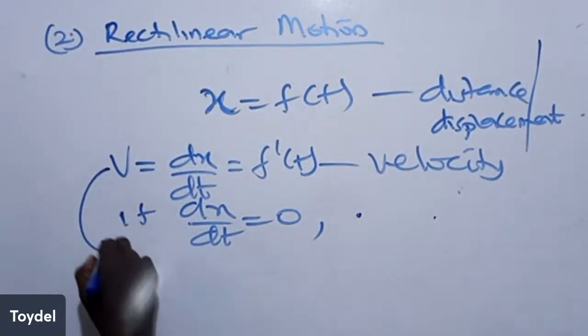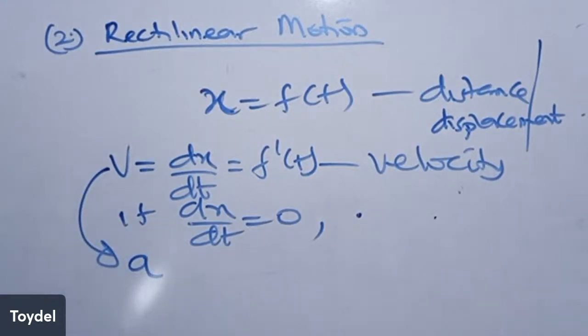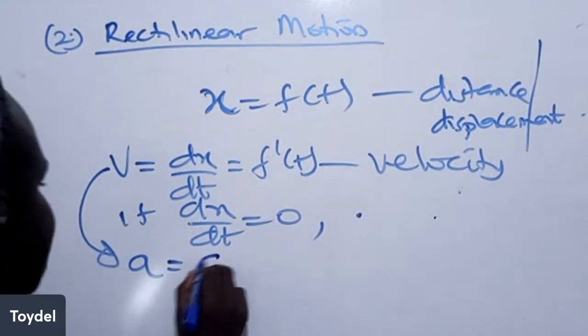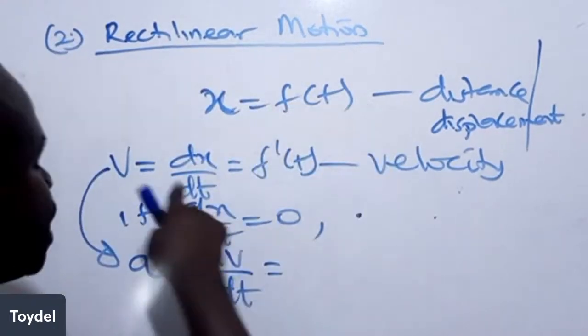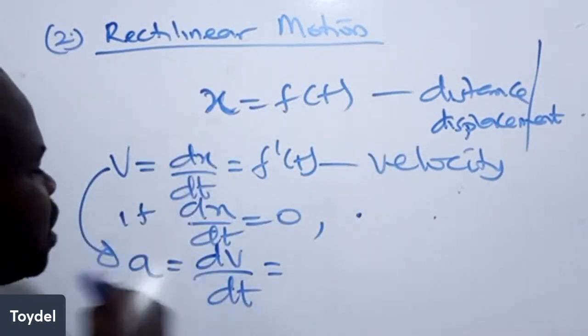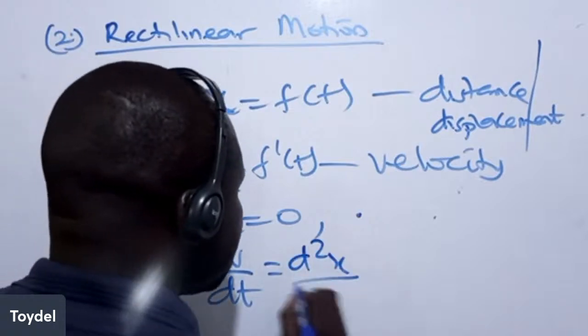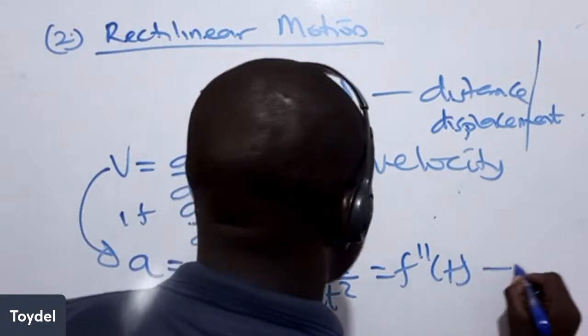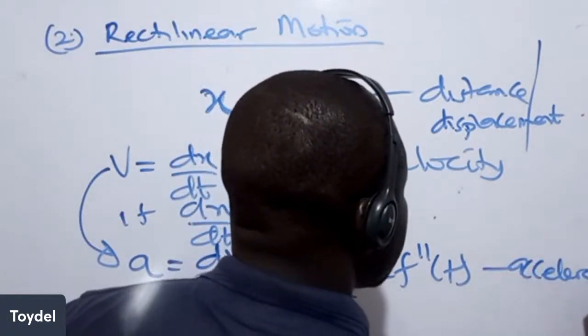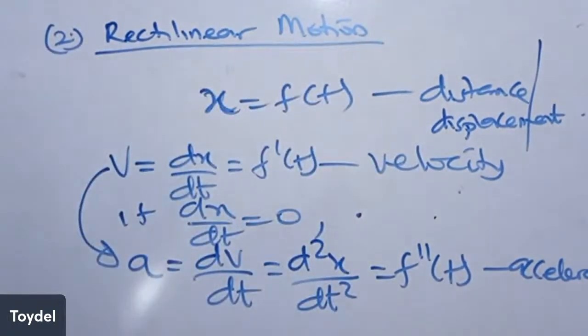Then we can also go ahead and find what is called acceleration. Acceleration is the rate of change of velocity with time. That is, if I take the second derivative of displacement, it is the same thing as d squared x over dt squared, the same as f double prime of t. It is called acceleration.